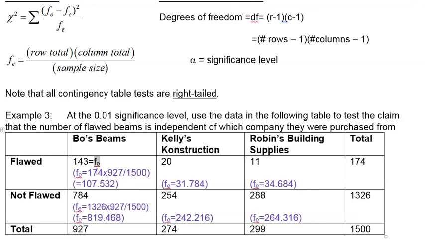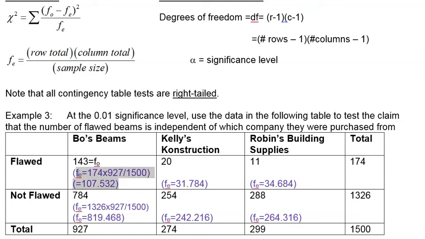What we mean when we say row total is, we go across the flawed row and we see our row total, 174. Column total, 927. And our sample size, that's our grand total, 1500. In this question, those were all given. Sometimes you're not given the totals, but remember they're just totals, so it's a matter of adding up what we have in each of our cells to get the total for the row or the column respectively. That may be a step you have to do prior to finding your expected frequency.